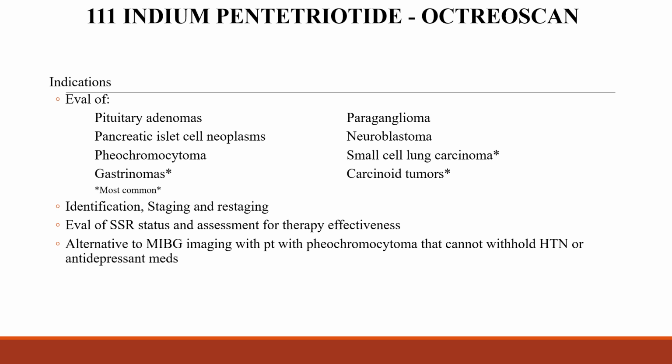So Octreoscan is used for all of the things that are neuroendocrine: pituitary adenomas, pancreatic islet cells, pheochromocytomas, which are in the adrenal glands, gastrinomas, guess where those are? They're in your stomach. Gastrinomas, small cell lung carcinomas, and carcinoid are the most common. Also look at paraganglioma, which is the adrenal gland tumors outside of the adrenal glands. That's where you have pheochromocytomas that are found outside of the adrenals. And neuroblastomas, which can be found anywhere, but usually in the brain, and they're usually in children.